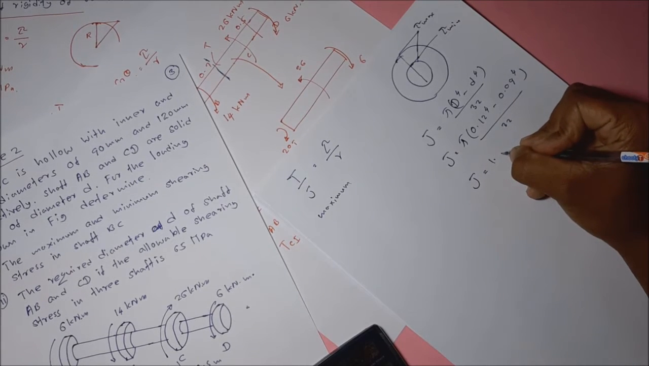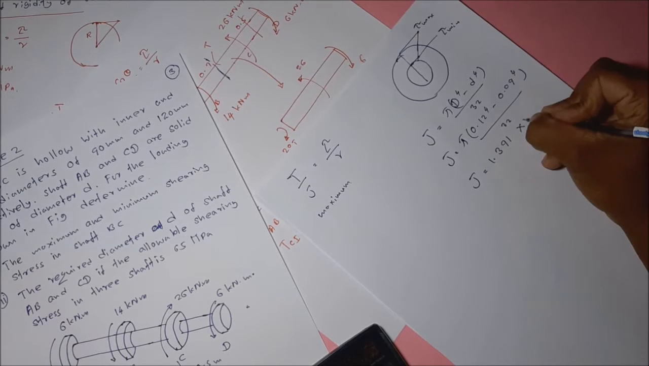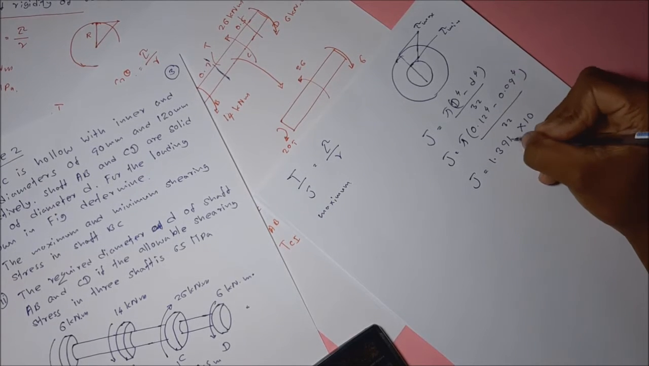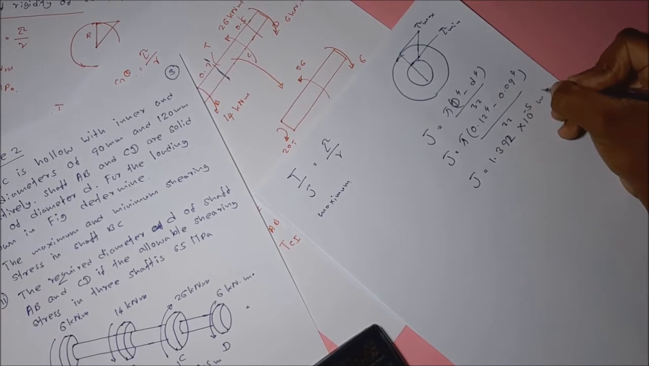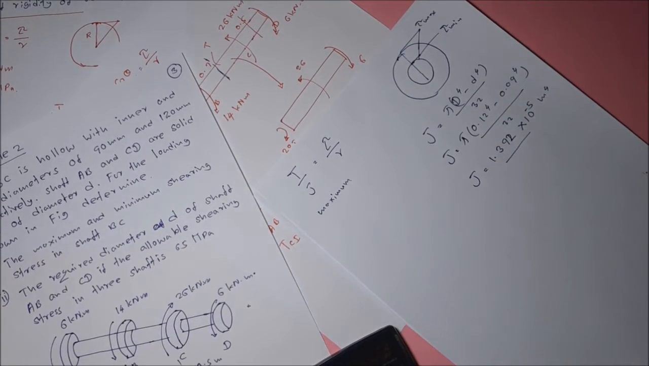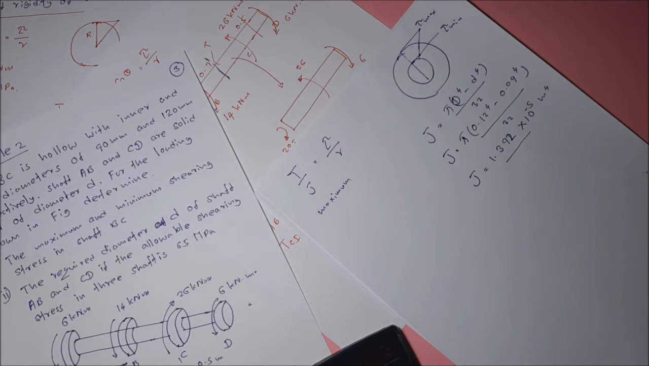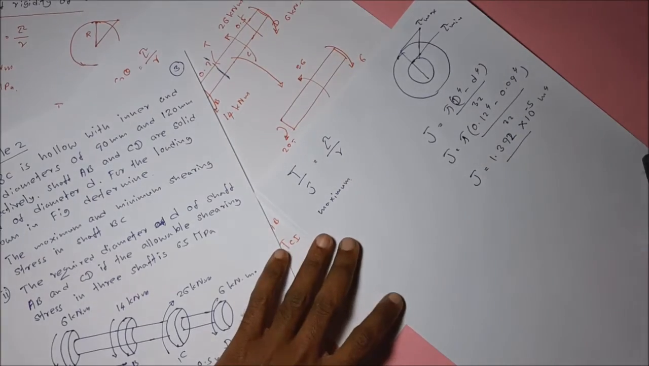1.391 into 10 to the power of minus 5 m to the 4. The unit is m to the 4 because J is the polar moment of inertia, you know. Yeah.